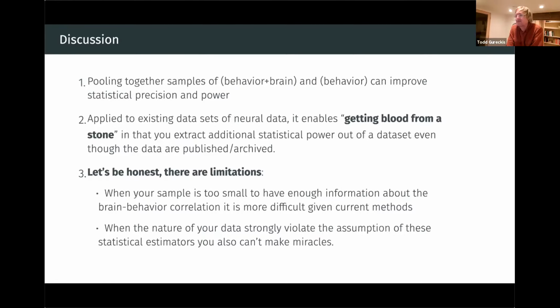So that's why we call this paper getting blood from a stone, because you're squeezing out additional statistical power out of an existing data set by getting augmented data that's collected in another way.